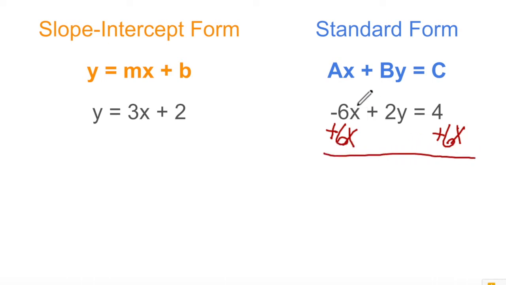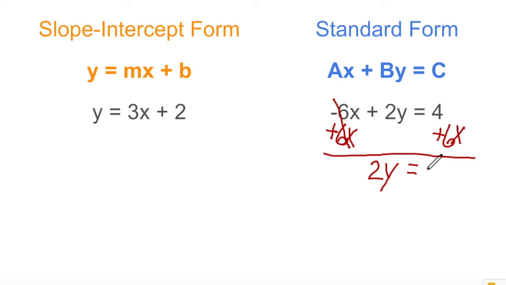What happens to this one on the left? We have a negative 6x and a positive 6x. Those cancel each other out, right? And on the left side of the equal sign, all we have left is 2y. Now on the right side of the equal sign, the 6x and the 4, we can't combine those. That doesn't make 10, because this is an x term and this is a constant. So these are not combinable. On the right-hand side of the equal sign, we have to keep the x term and the constant separate.